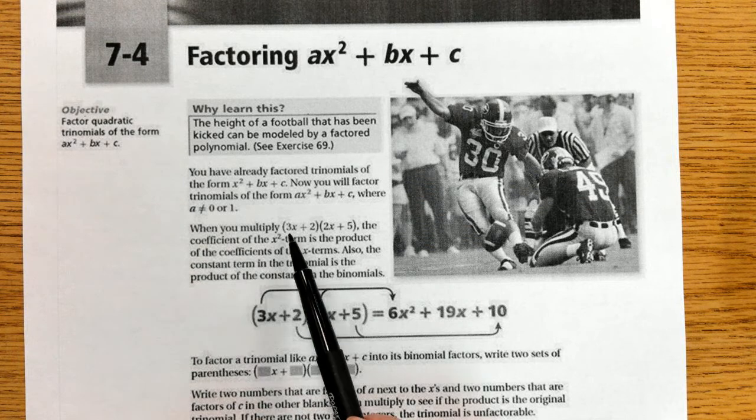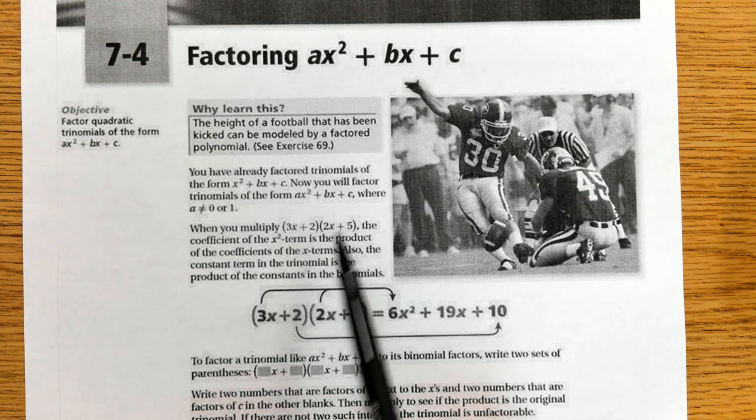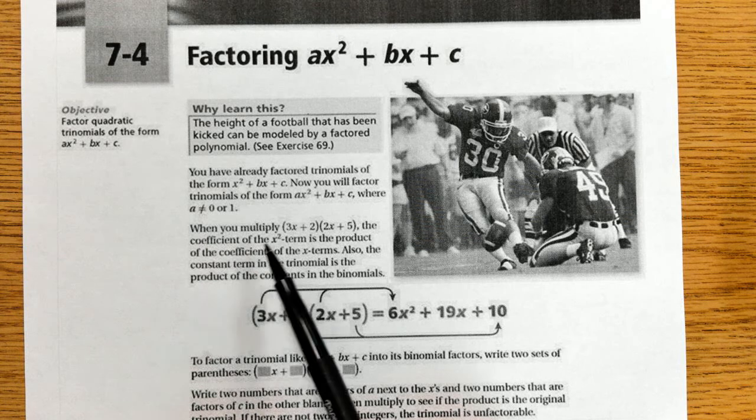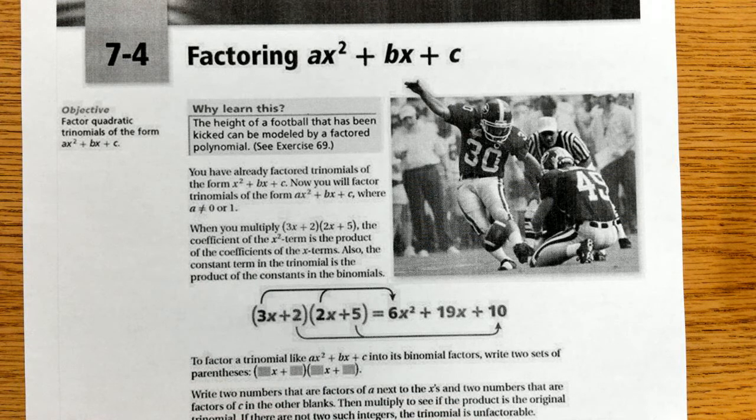So when you multiply 3x plus 2 and 2x plus 5, the 3x and the 2x will multiply together to give us an x squared, 6x². So we're going to have a coefficient for the x² term. And then the constant term in the trinomial is the product of the constants in the binomials. So here 3x times 2x will give us 6x². 2 times 2x will give us 4x, and then 3x times 5 will give us 15x. So when we add the 4x plus 15x, we get 19x, and then 2 times 5 gives us 10.